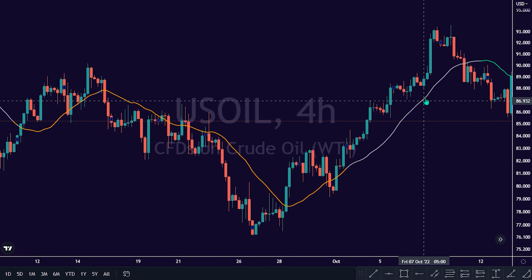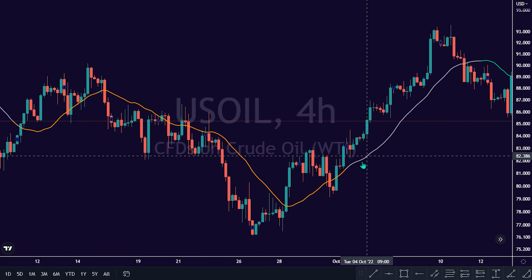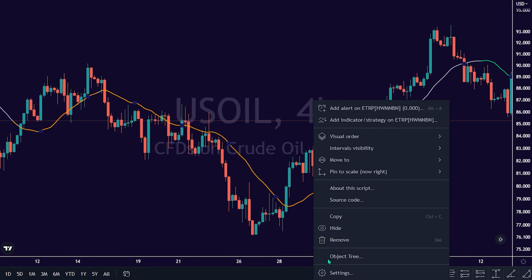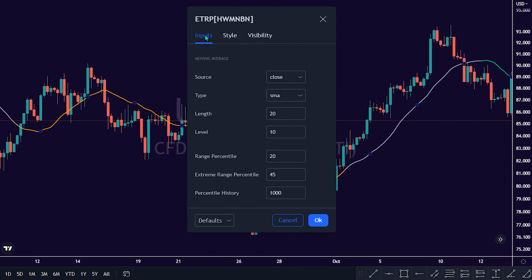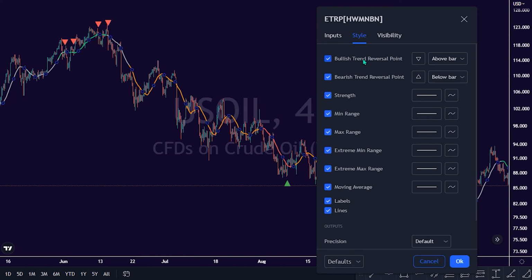Let me show you this trading indicator's most important settings before we proceed on how to implement it for trade opportunities in the market. Under the input settings, there's the source set to close. The type is set to Simple Moving Average. Under the style, there's the Bullish Trend Reversal Point. This will pop up at the top of the price with a red signal indicating possible bearish interest on the price chart. The Bearish Trend Reversal Point will pop up at the bottom of the price with a green signal indicating possible bullish interest on the price chart.